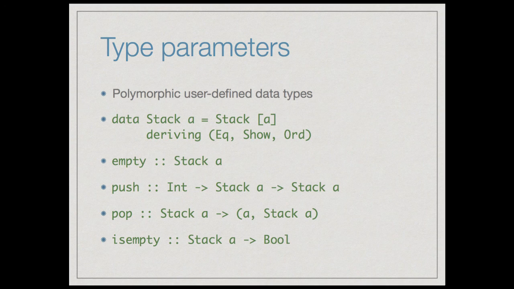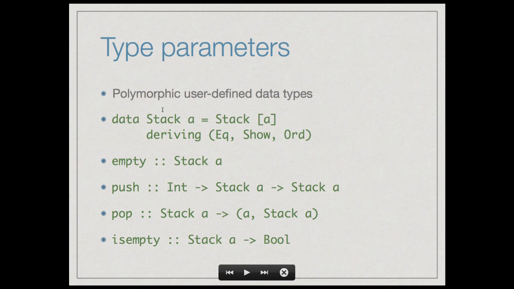The stack data type that we defined earlier was very specific in the sense that it stored only integer values. We might want to implement a stack that stores data of any type whatsoever. This is achieved by using polymorphic user-defined data types, which use type parameters. The definition is as follows: data Stack a equals Stack list of a.